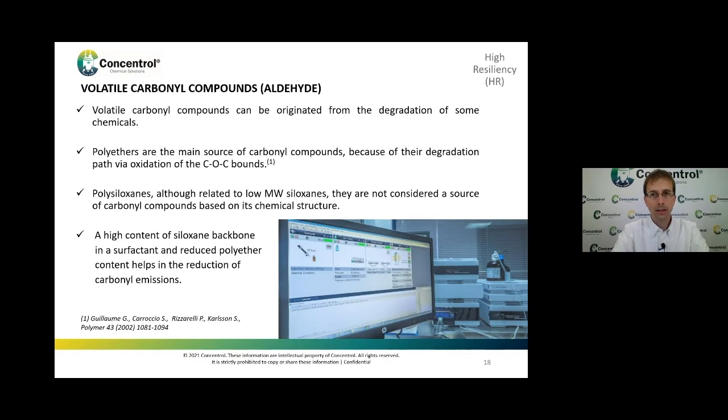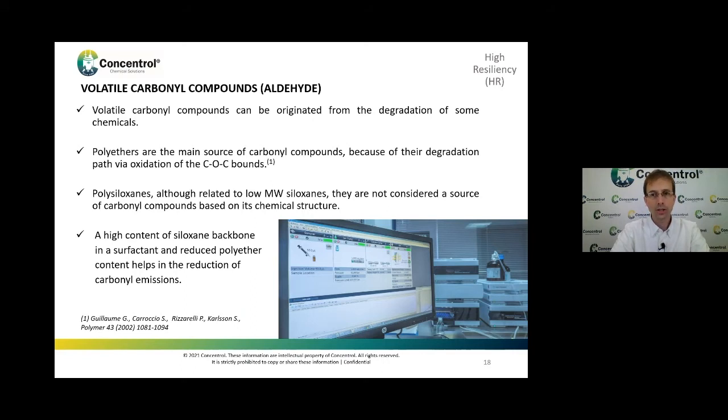Regarding volatile or carbonyl compounds, their origin is thought to be related to the degradation of some chemicals. Polyethers are the main source of carbonyl compounds because of their degradation via the oxidation of the carbon-oxygen-carbon bond. Polysiloxanes, although they have emissions of low molecular weight siloxanes, as we have seen, are not considered a source of carbonyl compounds based on their chemical structure.